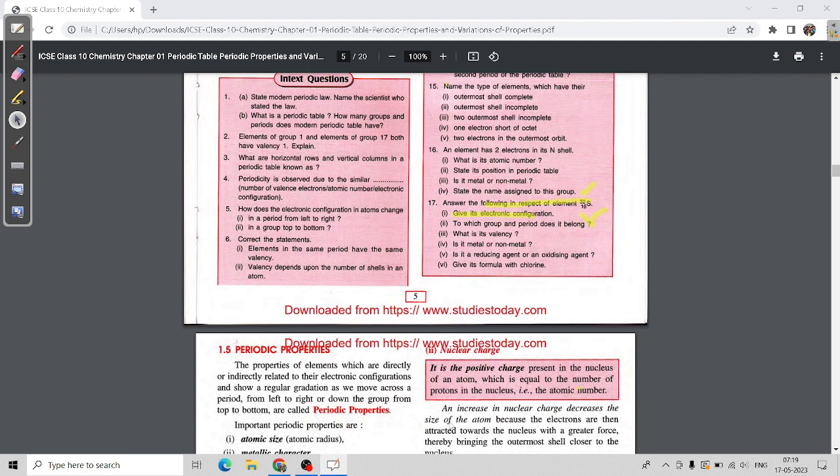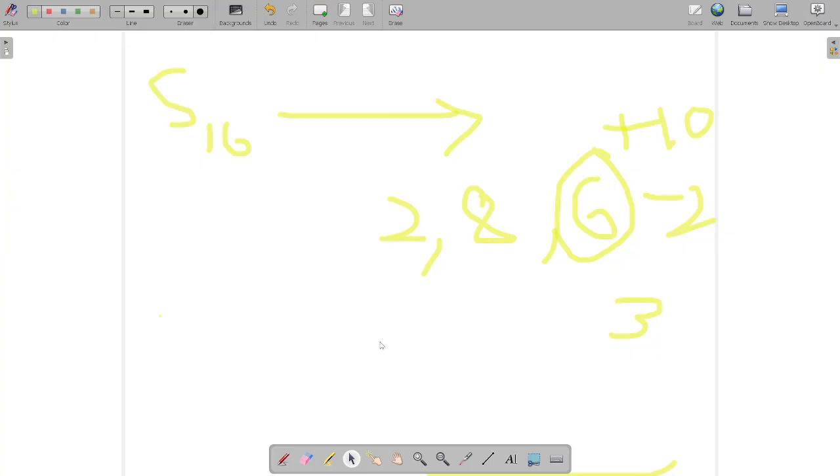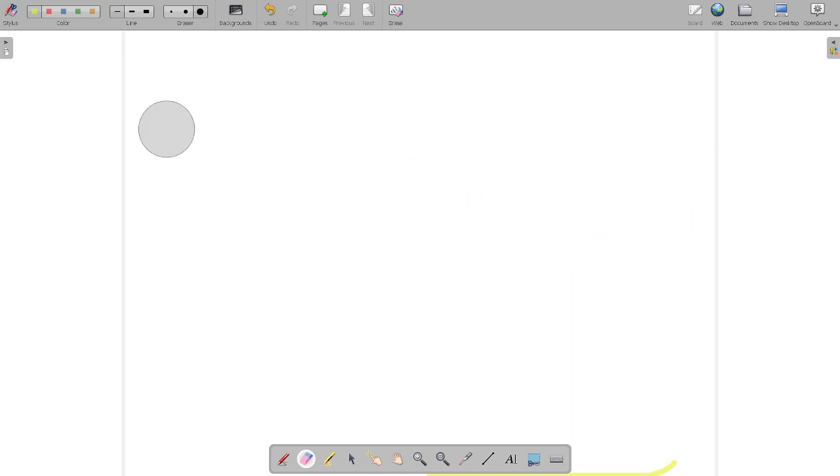Give its formula with chlorine. Now I will show you. S will have valency minus 2 and chlorine will have minus 1, so it will form SCl2.